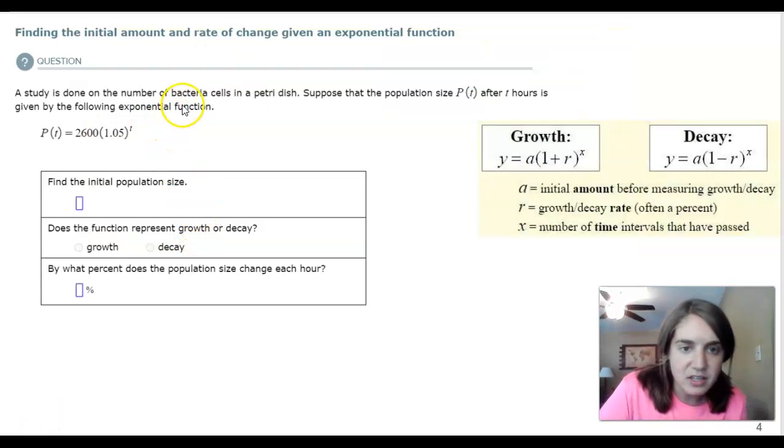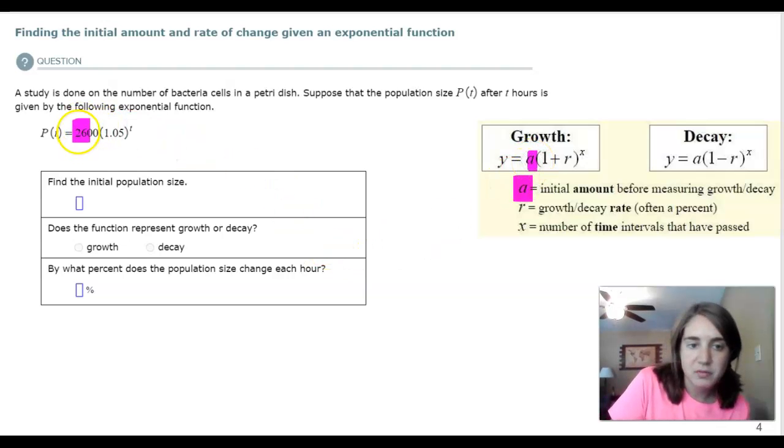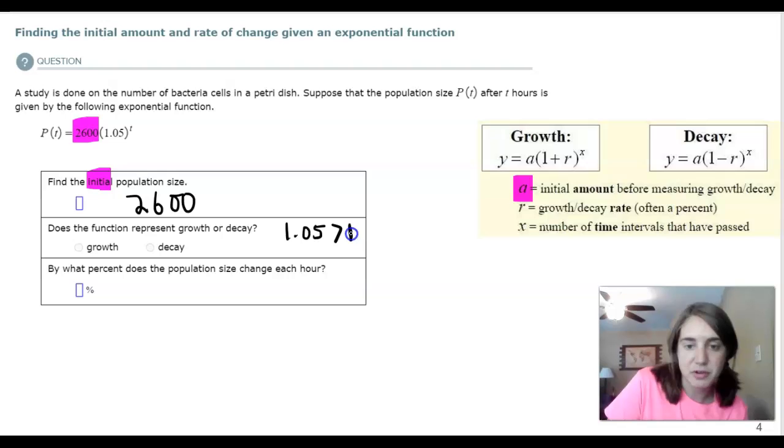So it says a study's done that shows the number of bacteria cells in a petri dish. Suppose the population size after T hours is given by the following equation. What is the initial? So number A is my initial. So that's going to be, I started with 2,600 cells. Does it represent growth or decay? So 1.05 is greater than 1, so it's growth.